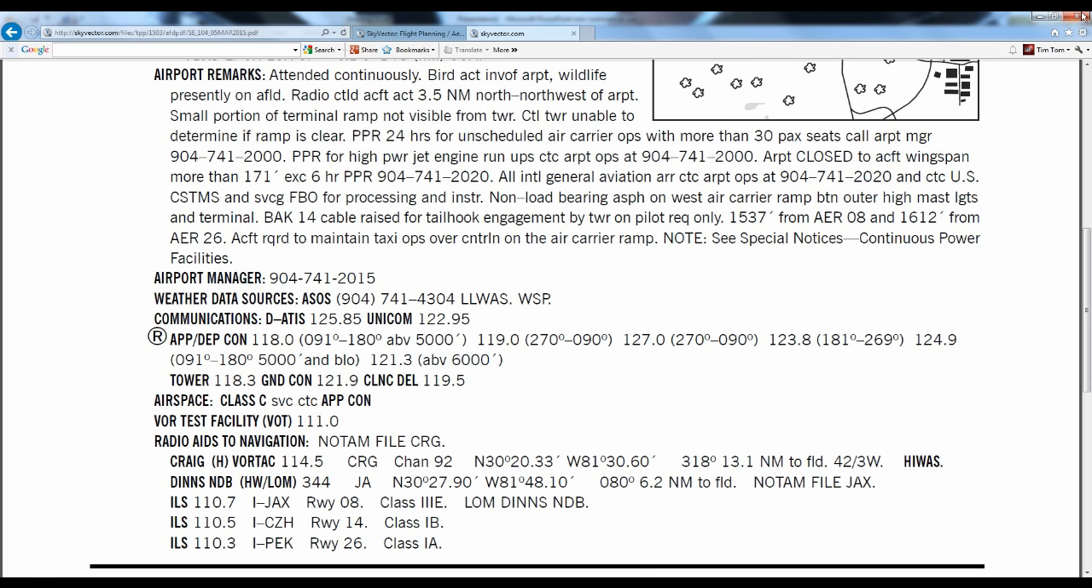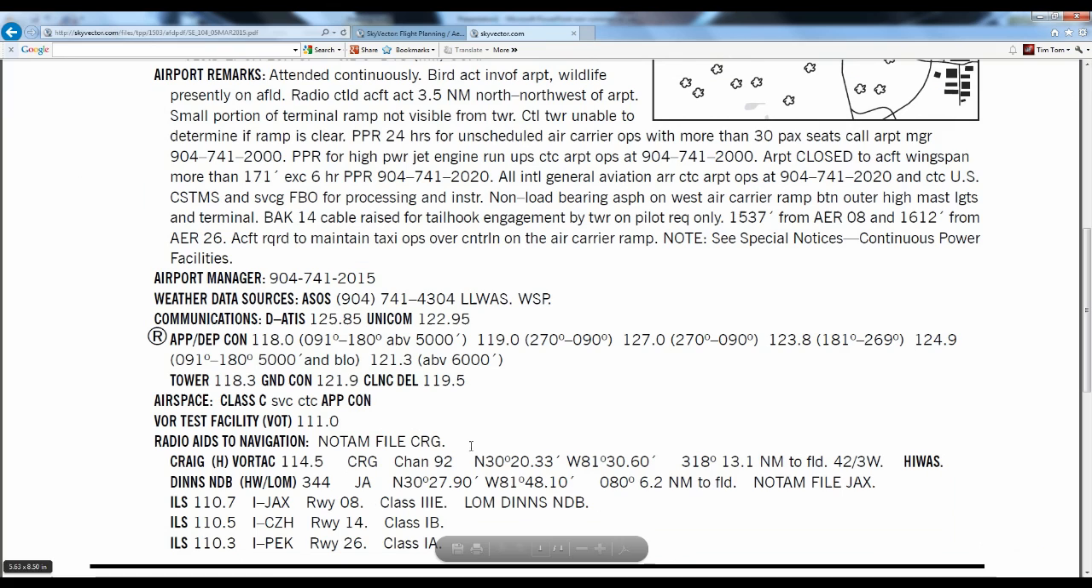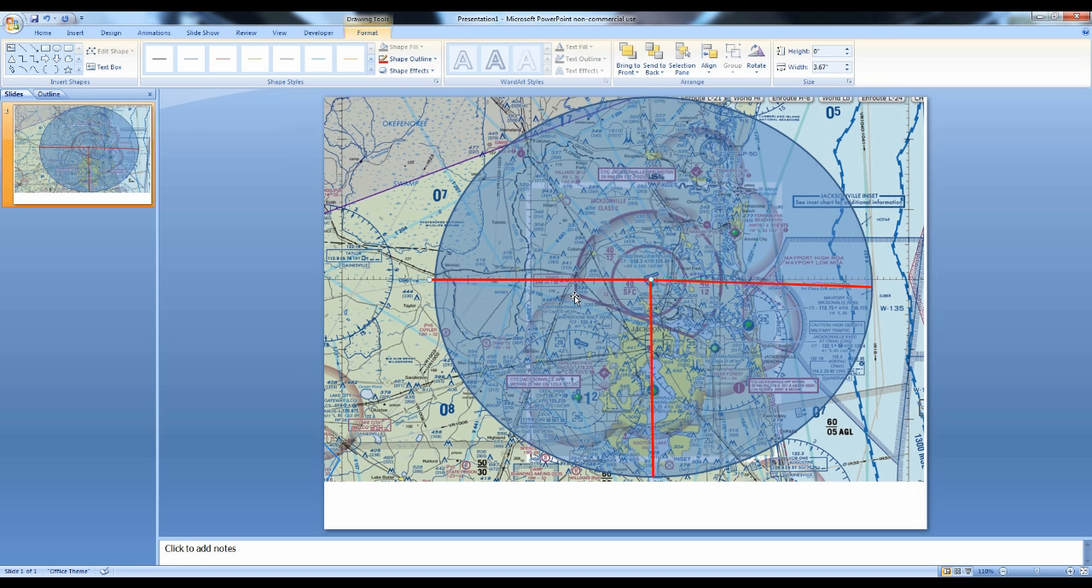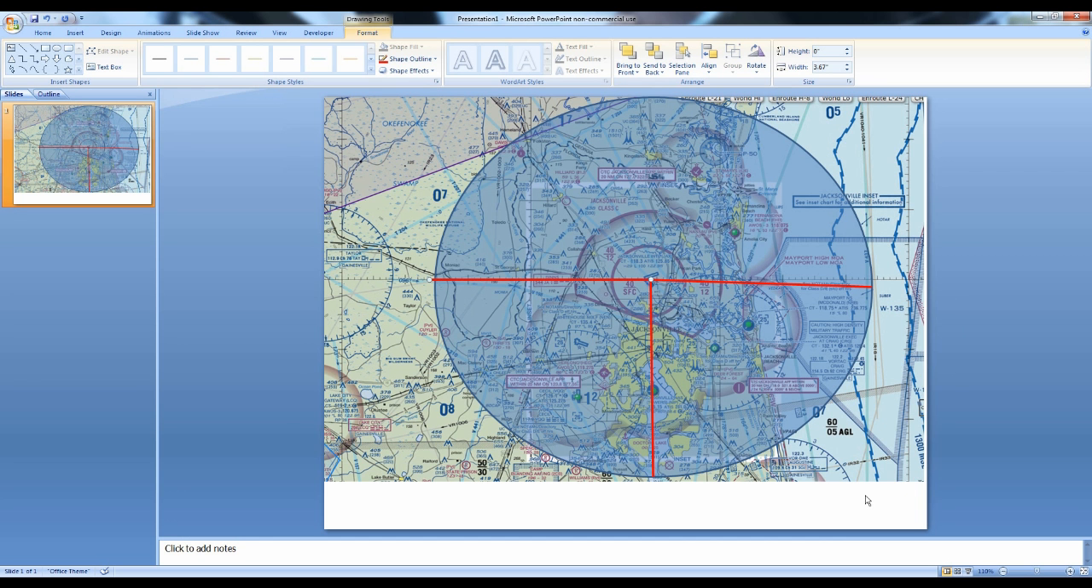127.0 from 270 to 090, we have that from here to here. 123.8 for 181 and 269. We have, by default, already drawn that one as well. 124.9 from 091 to 180, 5,000 and below. And 121.3 for above 6,000. So we have actually drawn out the sectors for Jacksonville Approach.